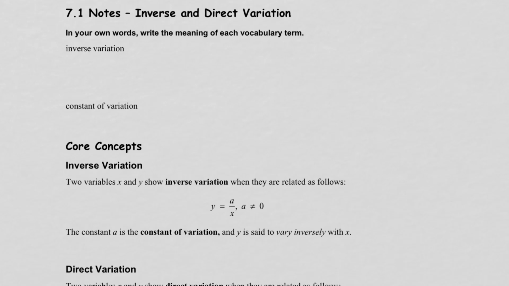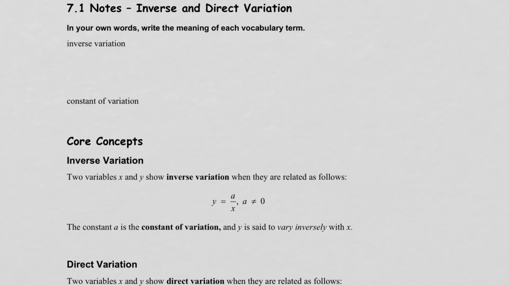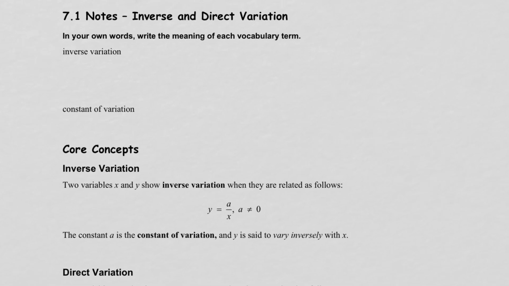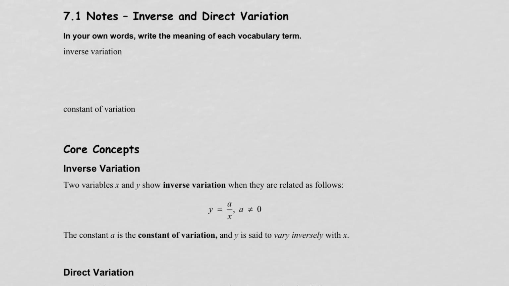These are the notes for 7.1, inverse and direct variation. If you want to get more information from the textbook itself, don't forget you can go to bigideas.com and view the textbook, and it has some more example problems at the beginning of 7.1. After we go over everything, you can write in your own words the meaning of those vocabulary terms, inverse variation and constant of variation.